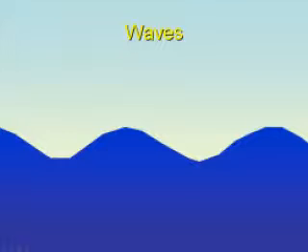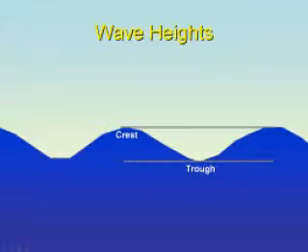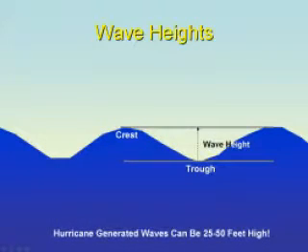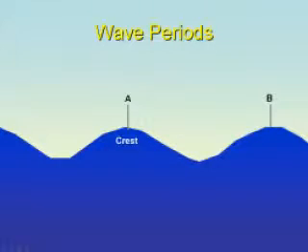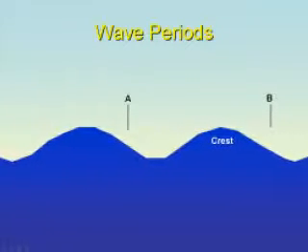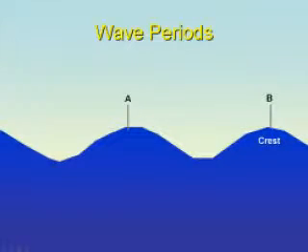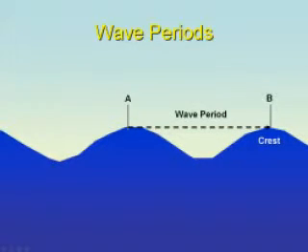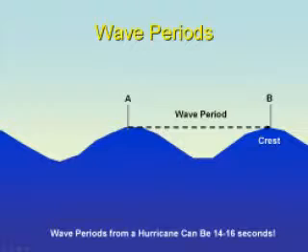The top of a wave is known as the wave crest, and the bottom of the wave is known as the wave trough. The distance between the crest and the trough is known as the wave height. Wave heights in an average hurricane can be 25 to 50 feet high. Wave period is the amount of time elapsed from one wave crest to the next. Wave periods in an average hurricane can be 14 to 16 seconds.